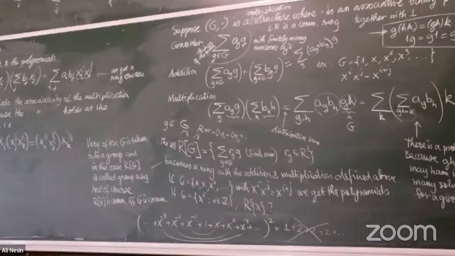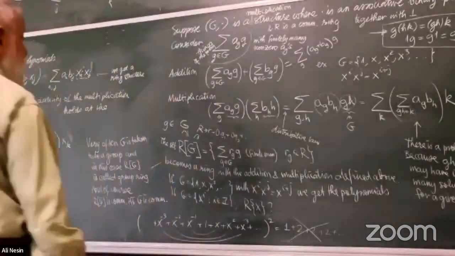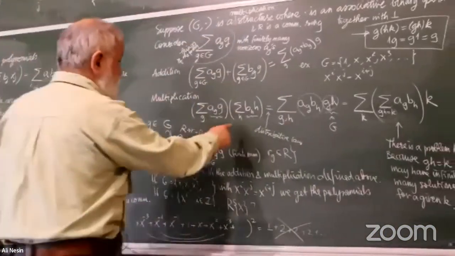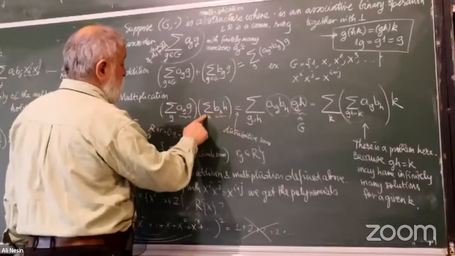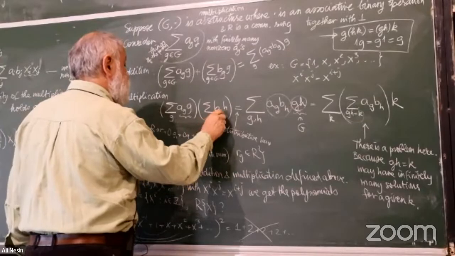You said earlier that GH is in G. So does that imply that H is also in G? We only said that G is in G. When I say G, H, K, and so on, I speak about the elements of G, of course. Where do you see H here? Of course, this H is from G. Yeah, I can write it also like this. This is also true, of course.